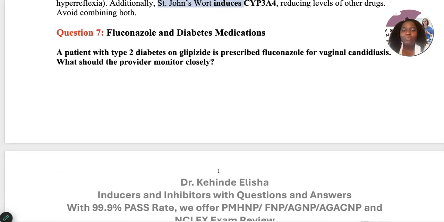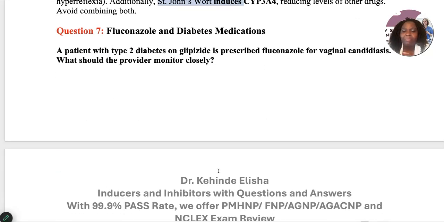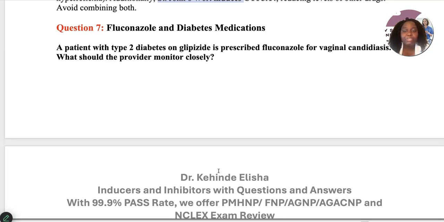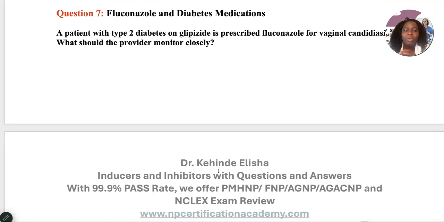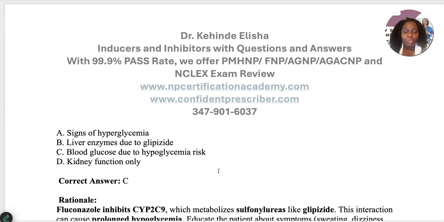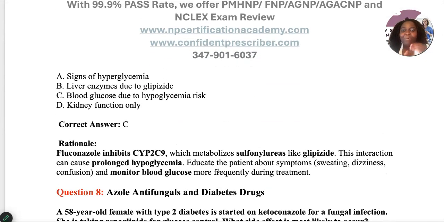So now, what about fluconazole and diabetic medication? This is about a patient with type 2 diabetes on glipizide. It's prescribed fluconazole for vaginal candidiasis, which is a fungal infection. What should the provider monitor closely? A. Signs of hyperglycemia. B. Liver enzymes due to glipizide. C. Blood glucose due to hypoglycemia risk. D. Kidney function only. We know the answer is C.